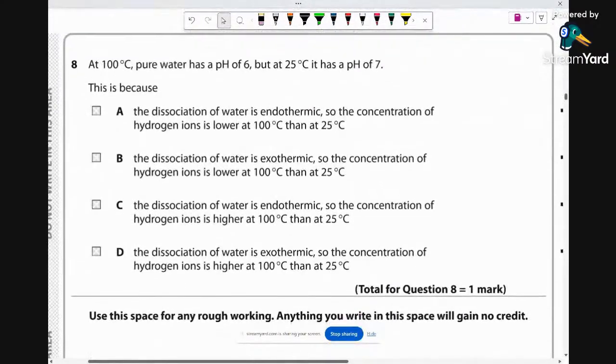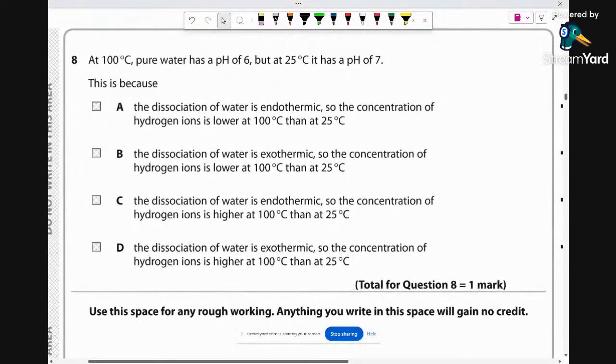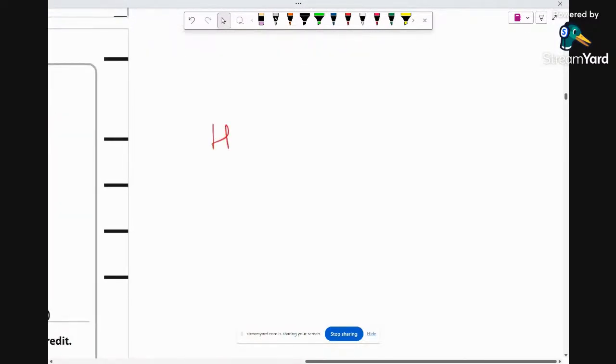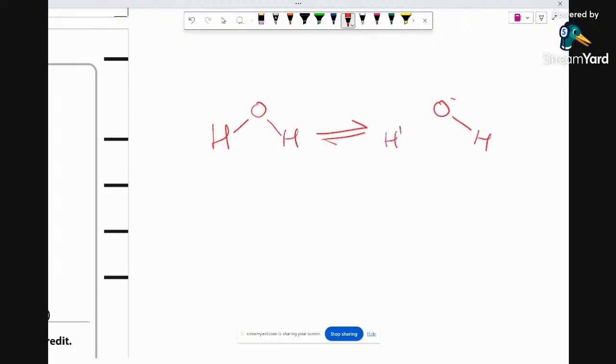At 100 degrees Celsius, pure water has a pH of 6, but at 25, it has a pH of 7. Yes, that's correct. Just to explain this, we know that water dissociates to form H+ and OH-. Just to remind you guys, 'mexo-bendo' are some of the most important, useful words I can teach you. Exo means making bonds. Making bonds is exothermic.